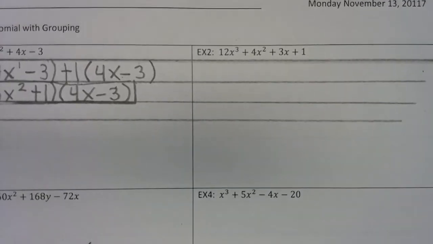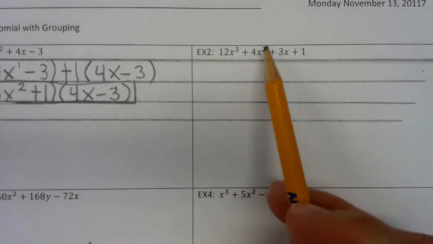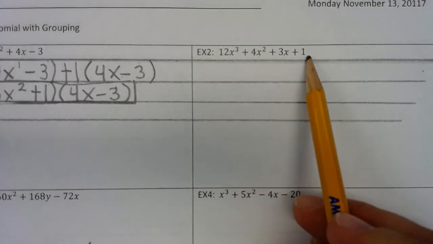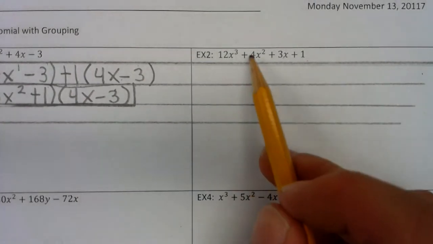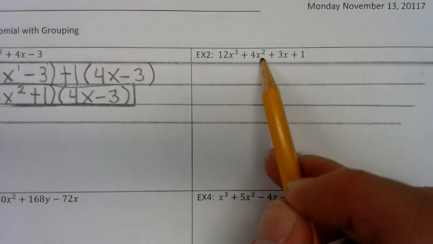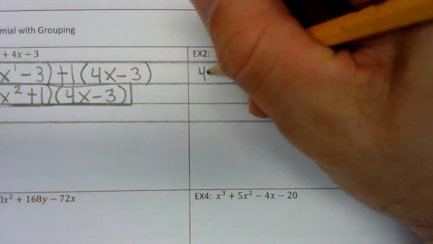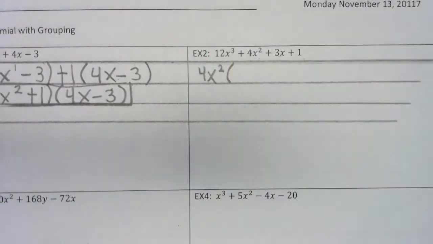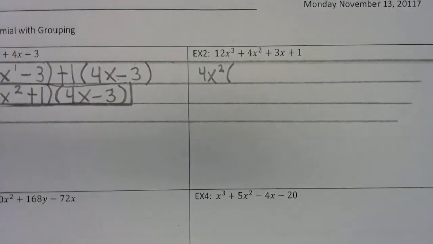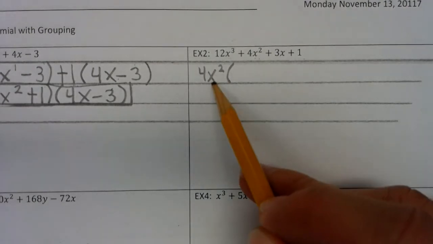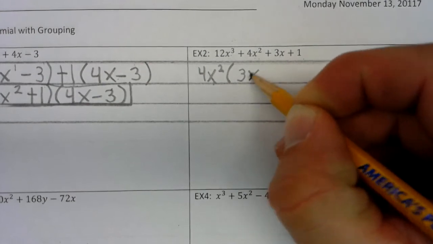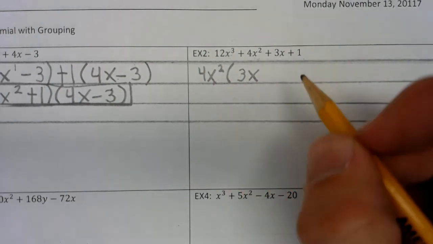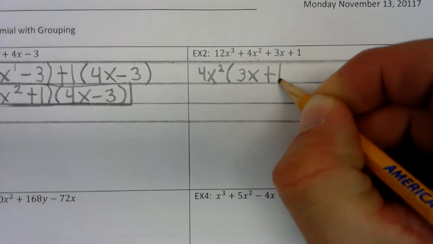Example 2. Step 1, group terms. What's the group? The highest exponents are together, and the x and the constant are together. Step 2, factor common monomial. I see that these are both divisible by 4, and I can take an x squared from both. So that common monomial is 4x squared. Again, when you factor out, you think about what do I multiply this by to give you 12x cubed? Well, the answer to that is 3x. And what do you multiply 4x squared by to give you 4x squared? Well, that's plus 1.